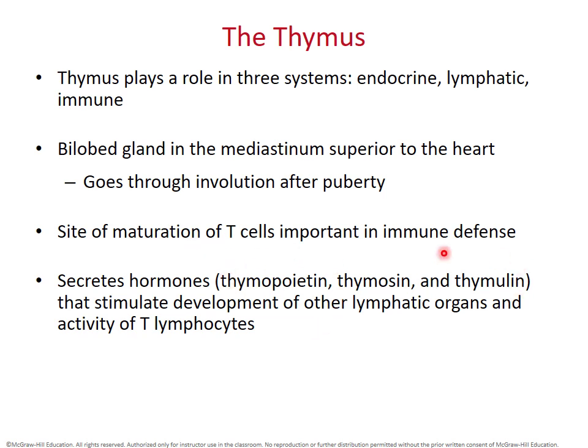These hormones produced by the thymus also, of course, affect other lymphatic organs and help promote their development as well. So again, they're hormones, so this is part of the endocrine system that affects the development of other lymphatic organs, so part of the lymphatic system. And of course, by virtue of being the site of T cell maturation, this is involved in the immune system as well.